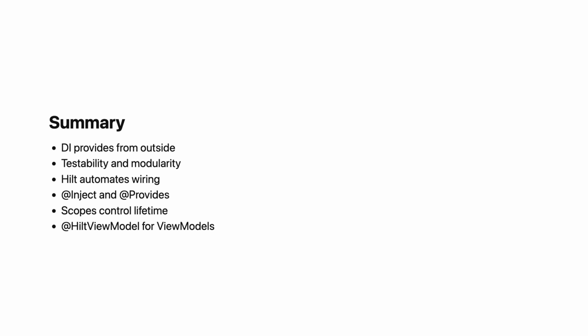Let us summarize. Dependency injection provides dependencies from outside. Benefits: testability, modularity, single responsibility. Hilt automates dependency wiring in Android. Use @Inject for constructor injection. Use @Provides for modules. Scopes control lifetime: singleton, view model scoped, activity scoped. @HiltViewModel enables ViewModel injection. DI makes large apps manageable and testable.